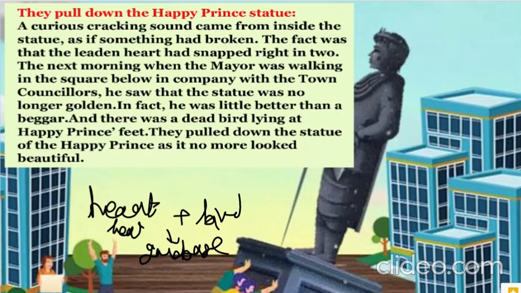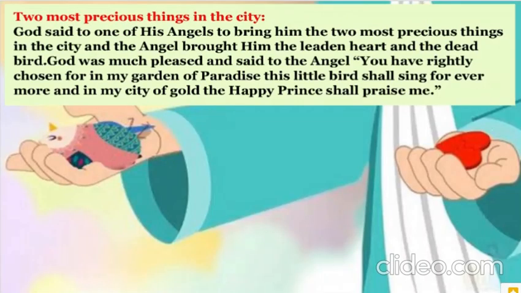And what happened next was, now talk about heaven. God said to his angels, go to the earth and bring me the two most precious things, not in the world, you can say in the city. Go and get me two most precious things. The two angels brought him the lead heart of the prince and the dead bird.